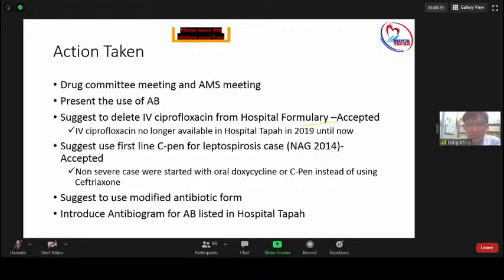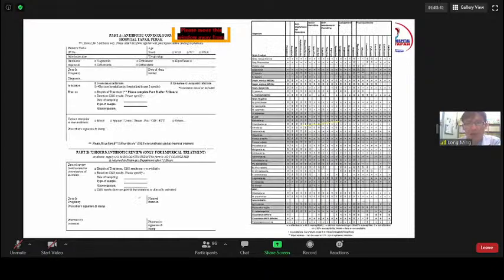We introduced an antibiogram and an antibiotic list in hospital Tapah. You can see part A and part B of the form. When the doctor needs to use certain antimicrobials, they need to fill in this form. After 3 days, they need to fill in this form again: why they need to continue, whether they need to switch to other drugs, or whether they want to escalate or de-escalate. From there, we can have data to show in the next meeting, or else you don't know whether you are successful or not. You cannot tell the success story. From here we can have the information.